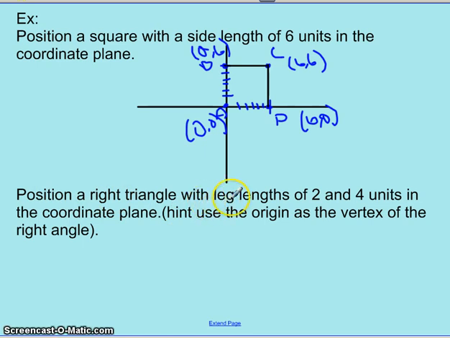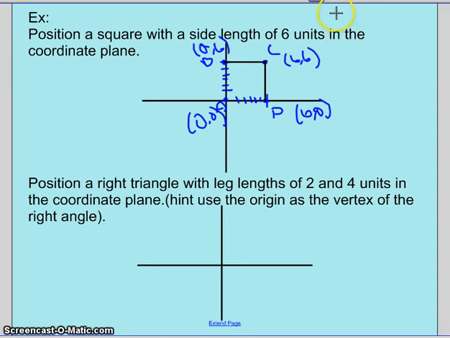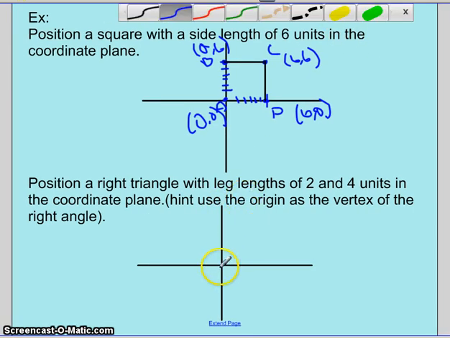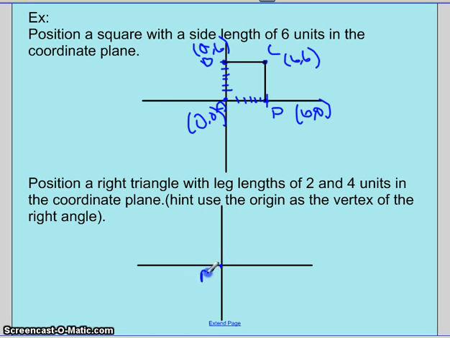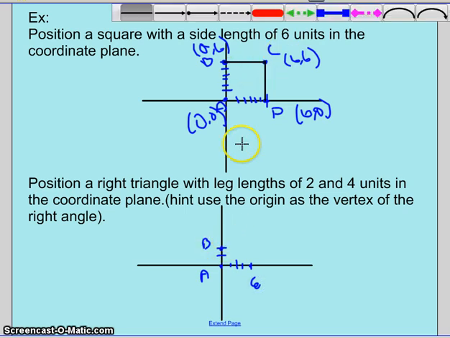Position a right triangle with leg lengths of 2 and 4 units in the coordinate plane. Hint, use the origin as the vertex of the right angle. So we're going to go ahead and follow that hint. We're going to get our coordinate plane up here, and we're going to put A right here. Now we want one of the legs to be 2, so we're going to call B right here. And then we want the other one to be 4, so we're going to put C right here. And then we're going to go ahead and connect those dots real quick.